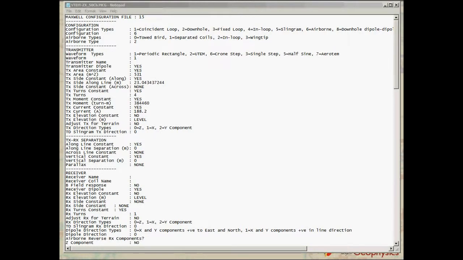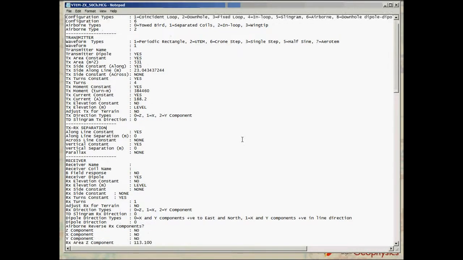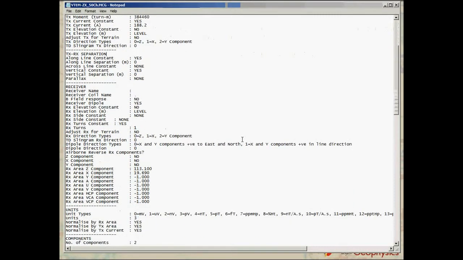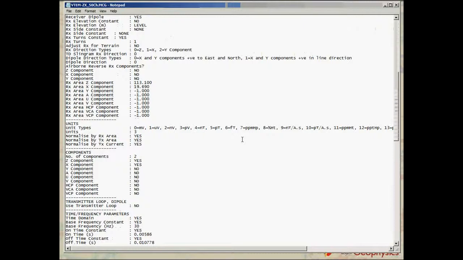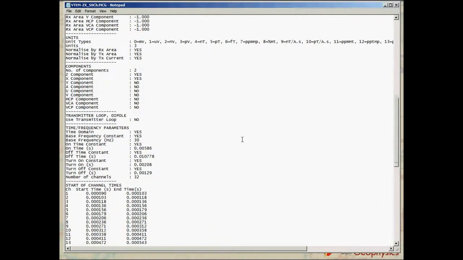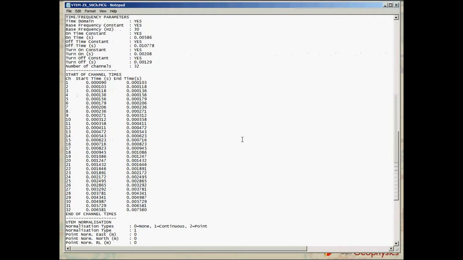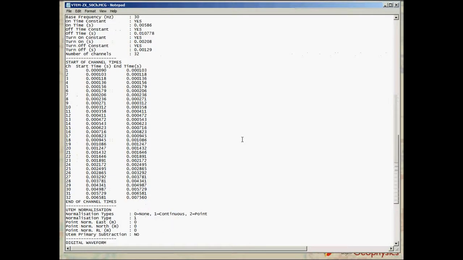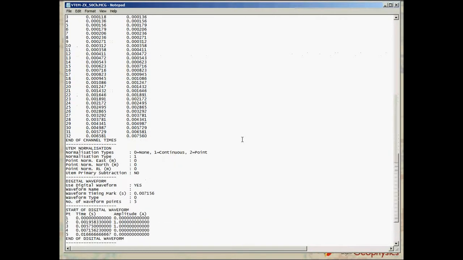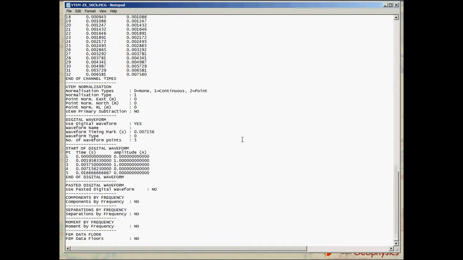At first glance, the configuration file is pretty complex and consists of many technical parameters of the VTEM system and a particular survey. The file includes specification of the transmitter loop, receiver, units, current waveform, and time gates or channels.